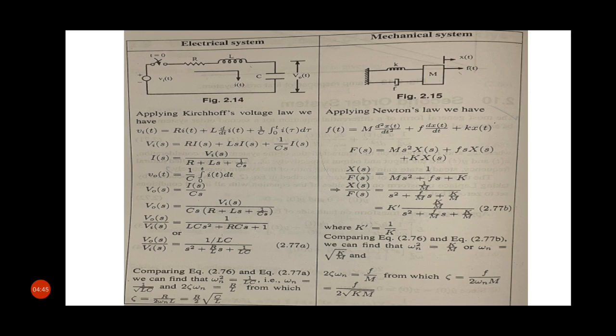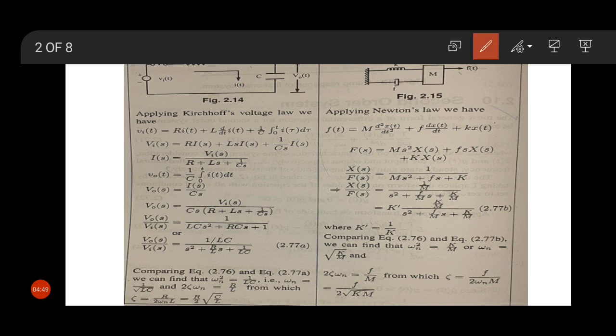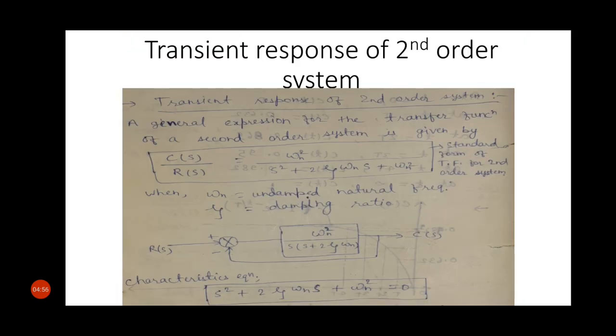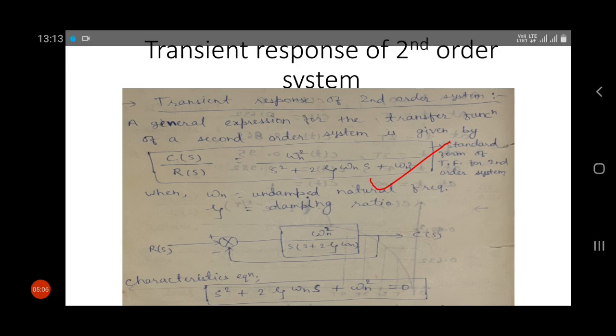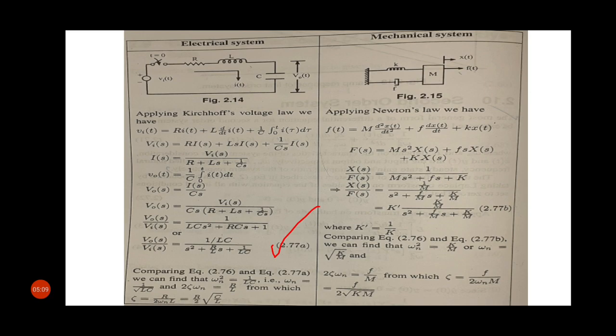Now see, if we compare this equation, that means equation 2.77a, with our standard second order equation, we can write omega n square equal to 1 by L C. So from this we can write omega n equal to 1 by root under L into C. And 2 zeta omega n is equivalent to R by L, so from this we can write zeta is equivalent to R by 2 into root under C by L.